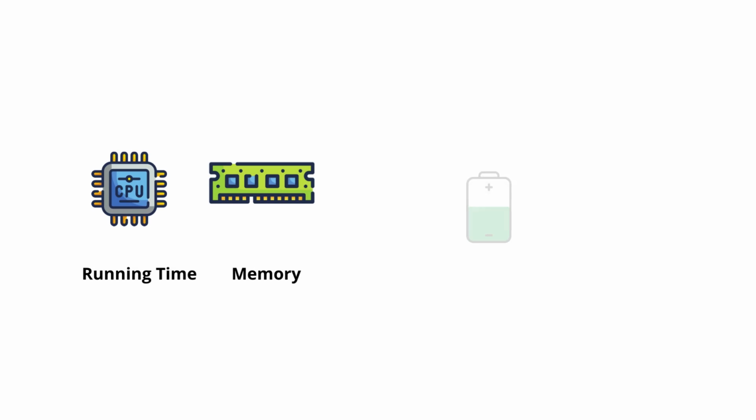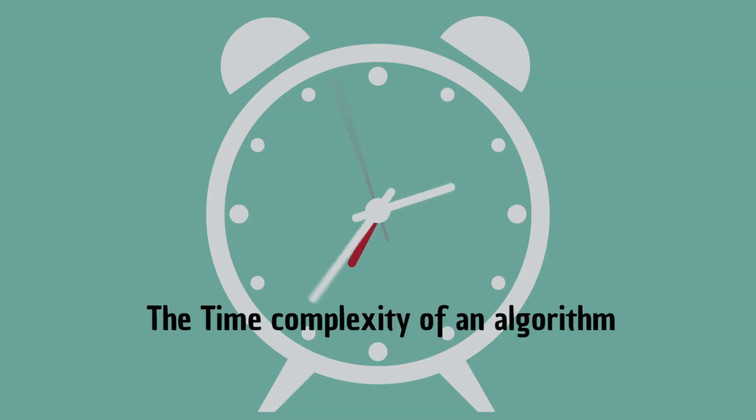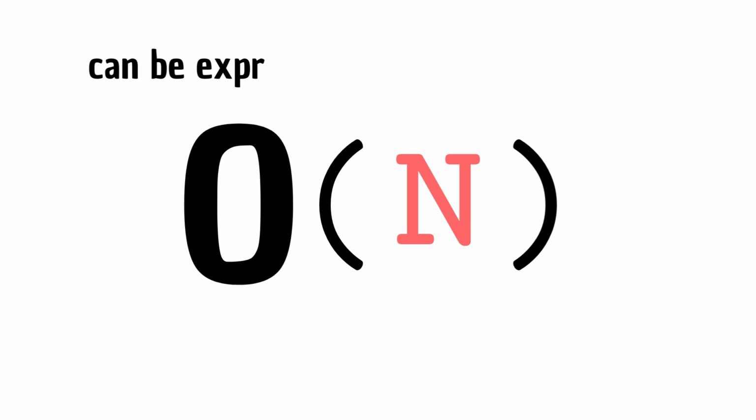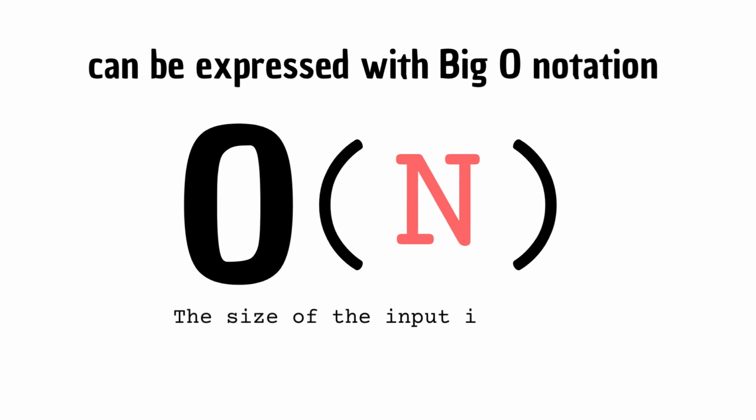When designing new algorithms, the efficiency is the most important aspect. Running time, memory requirements, storage space, power consumption, and data transmission are all important aspects to consider when designing the algorithm. The time complexity of an algorithm can be expressed with big O notation. It gives an idea of how the running time of an algorithm increases as the size of the input grows. The size of the input is usually denoted by the letter n.